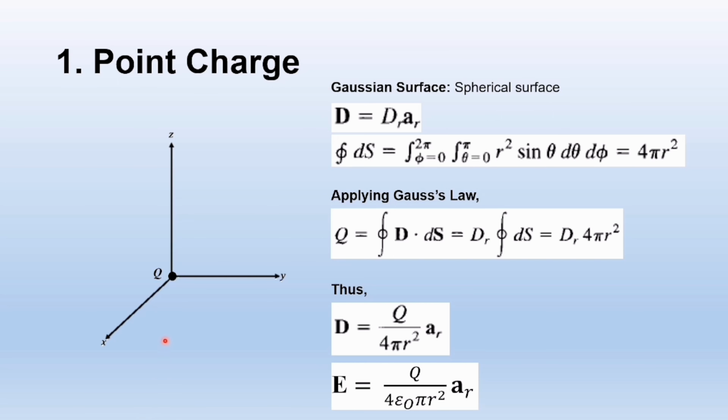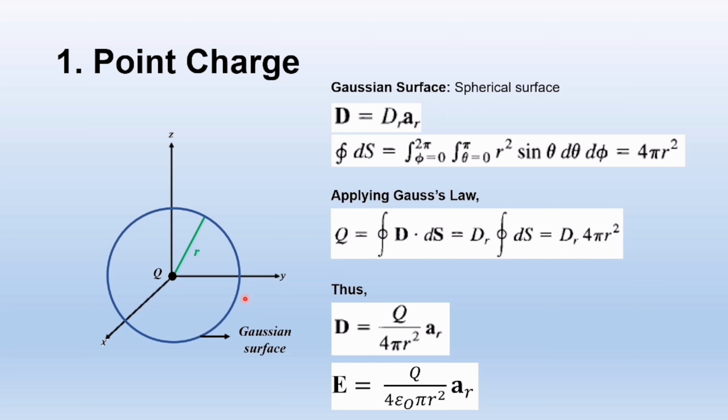Assume that a point charge Q is positioned at the origin and consider a sphere of radius r that encloses the charge such that it lies at the center of the sphere. It is easy to see that choosing a spherical surface will satisfy a symmetry condition. Thus, a spherical surface is the Gaussian surface.